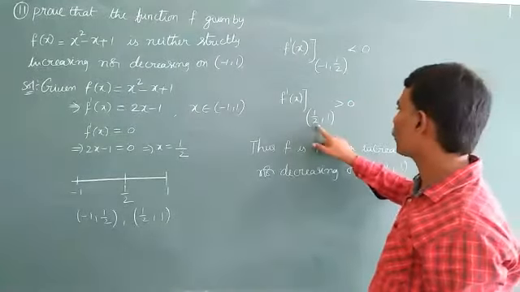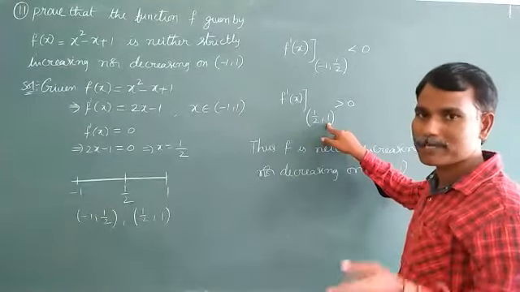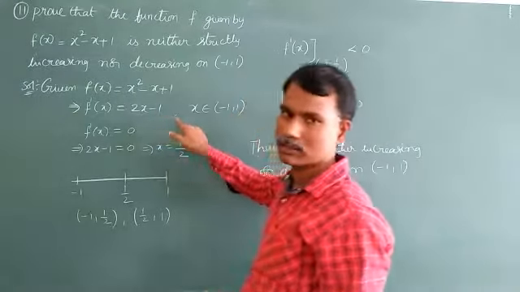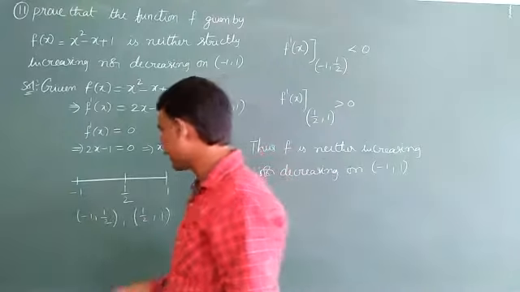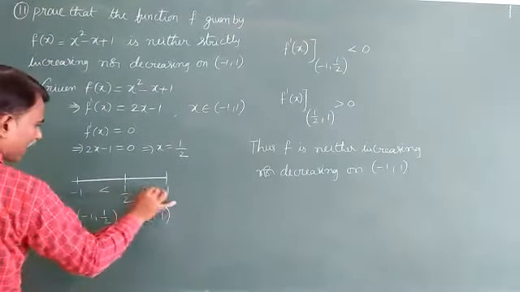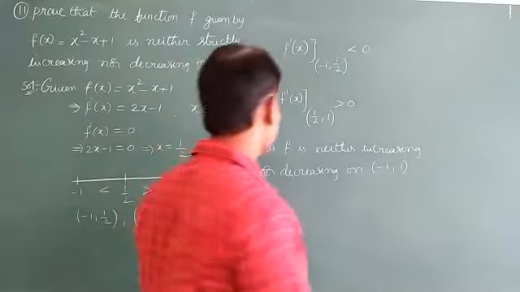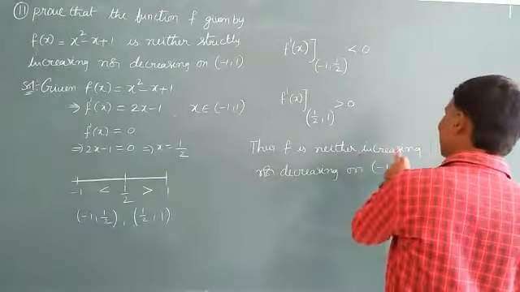Next, 1 by 2 comma 1, that means 0.6, 0.7 like that. 2 into 0.6 means 1.2, and 1.2 minus 1 is 0.2, which is positive, greater than 0. So minus 1 comma 1 by 2 is decreasing and 1 by 2 comma 1 is increasing. Decreasing and increasing between minus 1 to 1. So thus f is neither increasing nor decreasing on the open interval of minus 1 comma 1.